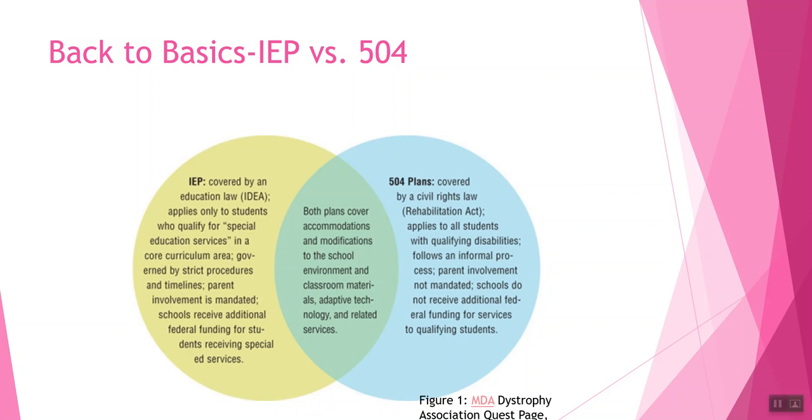Now, a 504 plan is a little bit different. It is covered in the act I mentioned before, the Rehabilitation Act, and it applies to students with qualifying disabilities. A lot of times you will see students with ADHD have a 504 plan. It is an informal process. Parents do not need to be included, although at my school, parents are included in 504 plan development as well as 504 plan discussions. Schools usually do not receive additional funding to address the needs of 504 students.